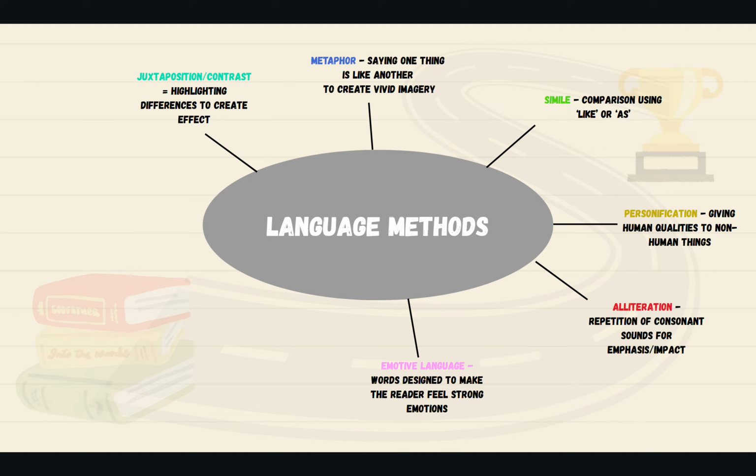Emotive language is when words are designed to make the reader feel strong emotions towards a character or a situation in the text. Rhetorical questions are used to engage the reader and make them think about something. And lastly, repetition is when we reinforce key ideas or emotions in a text. I would recommend using these language methods and putting them either on a mind map in your book or on flashcards so you can keep repeating them to help you in the exam.